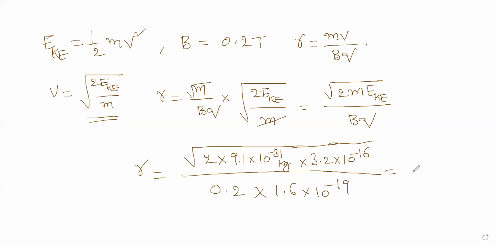So that gives the radius of the circular path. When you work it out, what you get is 7.5 into 10 to the power of minus 4 meters. So this will be the answer you are going to get. Take a calculator and do the calculations. Let's move on to the next problem.